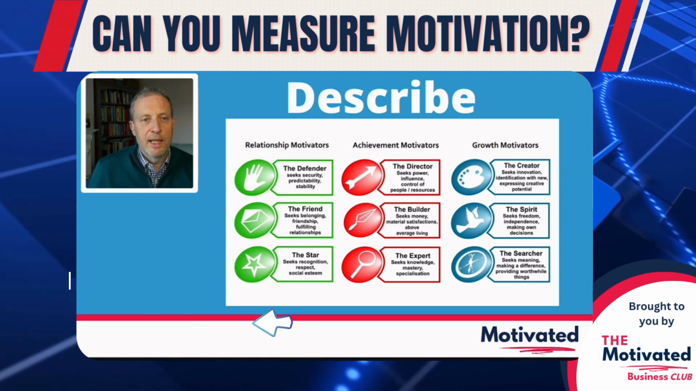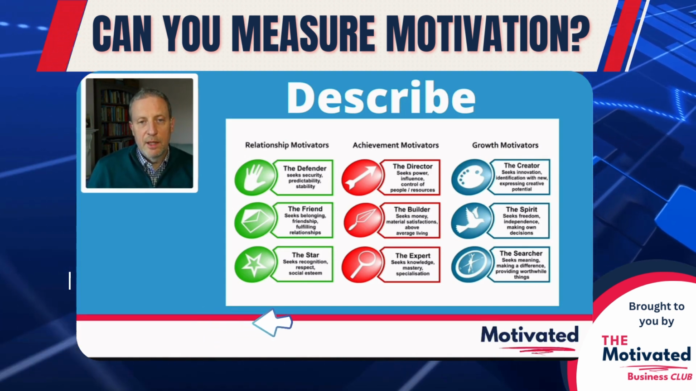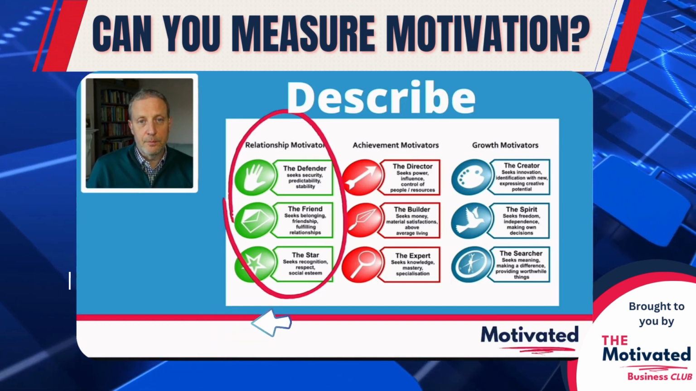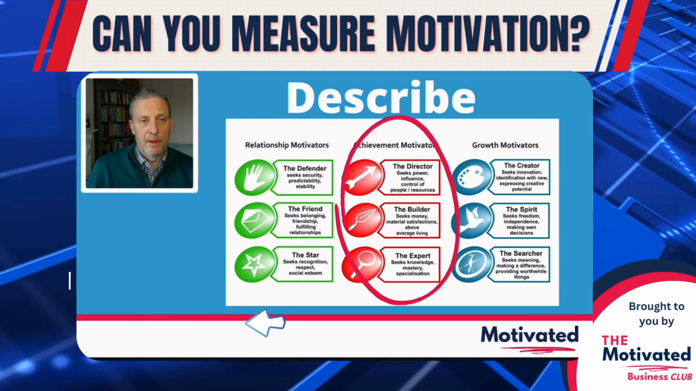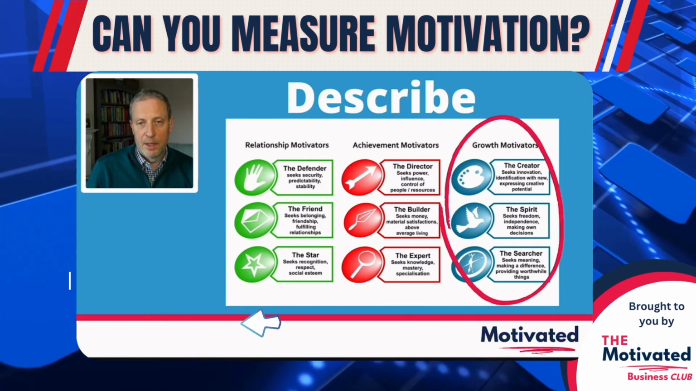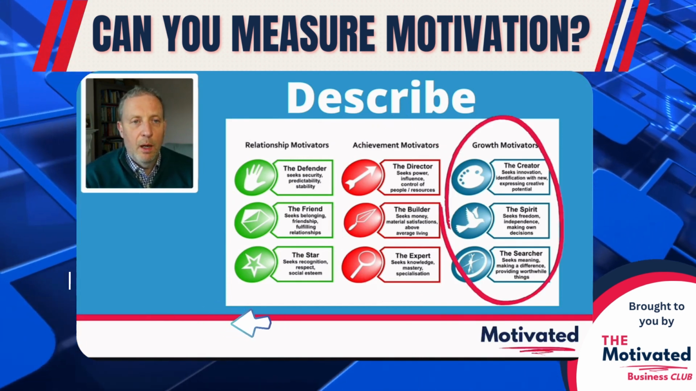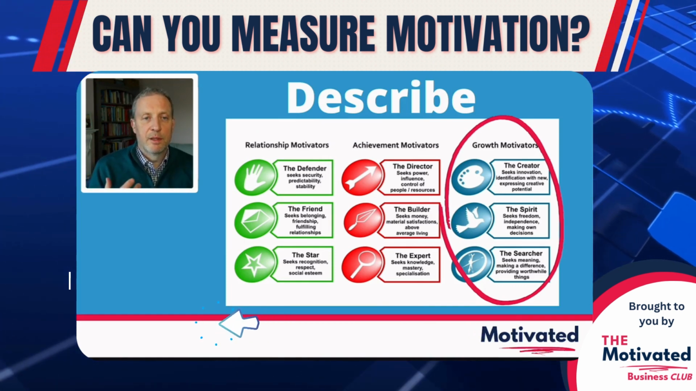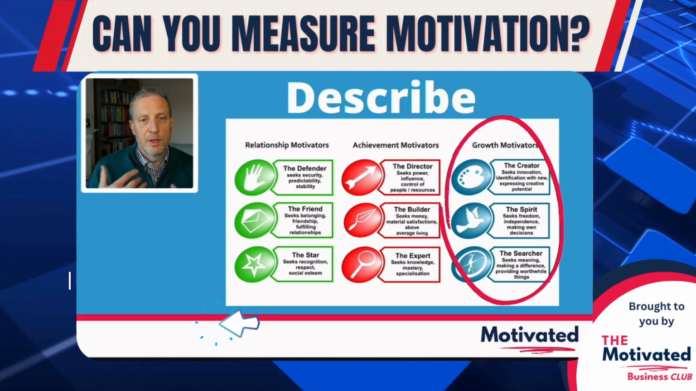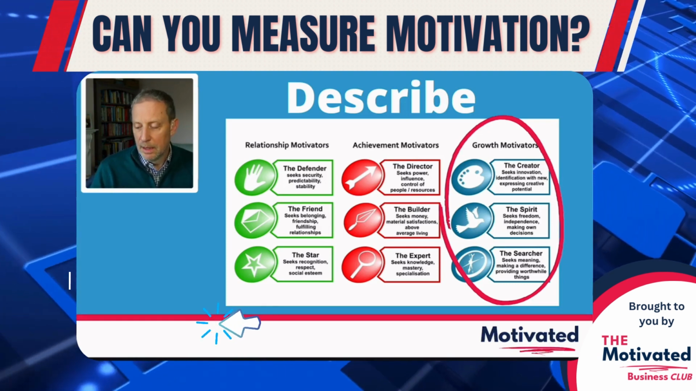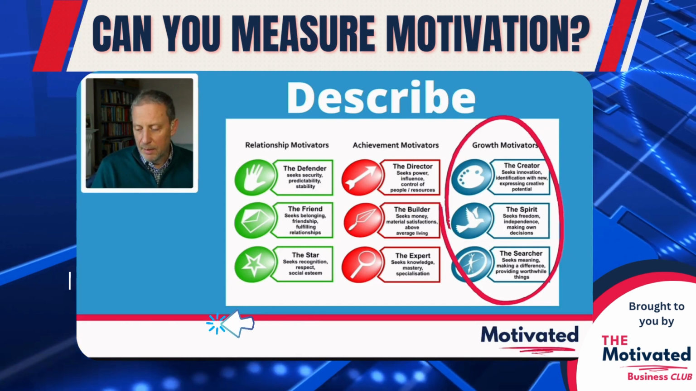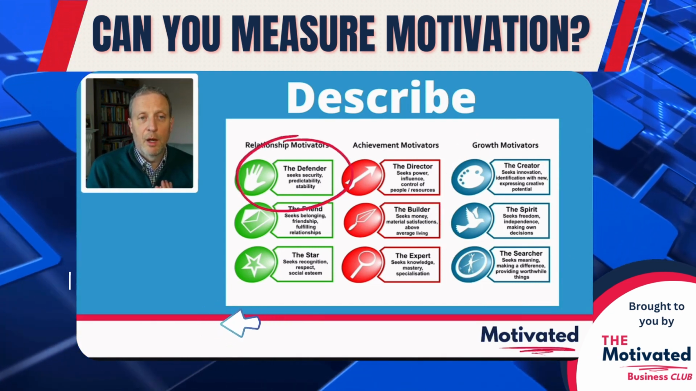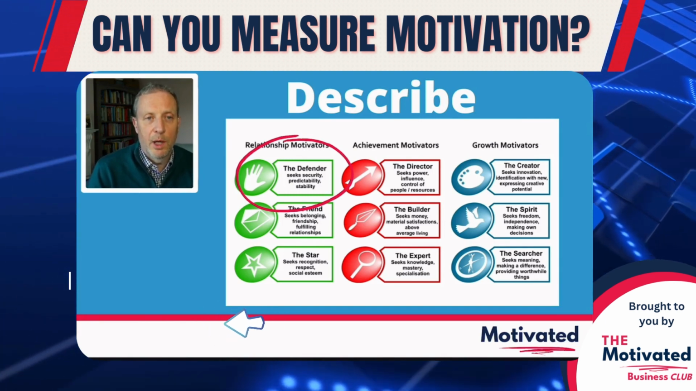Firstly, you'll see there are three groupings. There are three relationship motivators, three achievement motivators, and three growth motivators. We are all a combination of all these nine, but what we've got to do is find the right order for us, which one's most important down to the one that's least important. So there are three groups of three, and what we've also got to think about is what each one means. I'm going to go through each one of them to give you a quick overview.